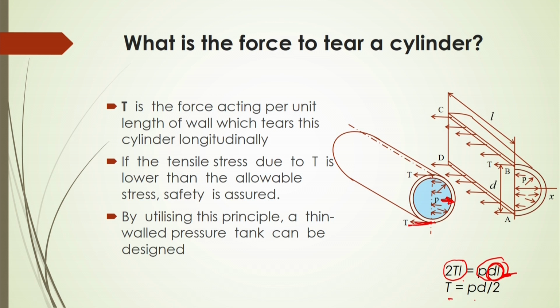So, then T will be equal to P D by 2. By this equation you will be able to calculate what should be the force acting so that the cylinder does not tear. So, the force should be P into D by 2, and if it is above this T, then the cylinder is going to tear.